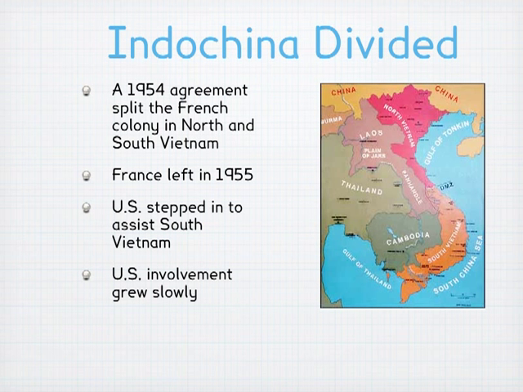Indochina itself was divided into 3 countries, Cambodia, Laos and Vietnam. Vietnam, as we'll see in a second, was divided into 2 countries, making North and South Vietnam. In 1954, the French agreed to this, and in 1955 they finally left. The Americans stepped in to fill the vacuum left by the French in South Vietnam, and their involvement in the area grew slowly.